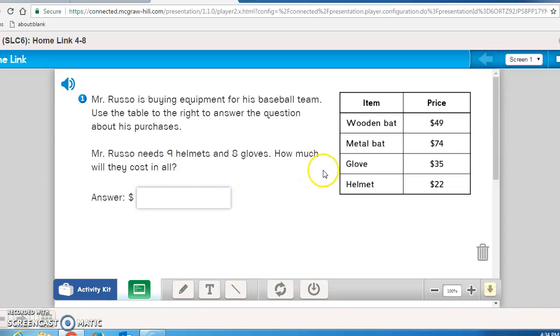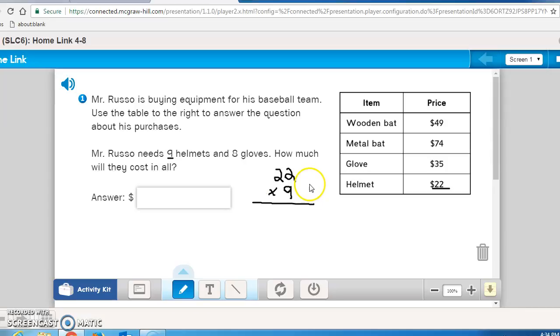Well, your first step would be to look at the 9 helmets, and each helmet is $22. So first I need to take 22 times 9. Remember, you can use the partial products method, the traditional method, or the partitioning method. For this one, I am going to show you how to do the partial products method again.